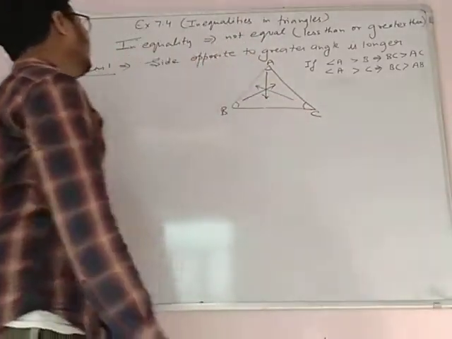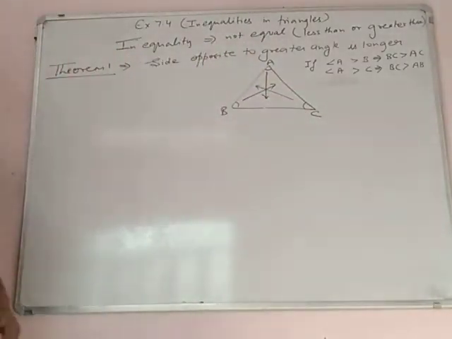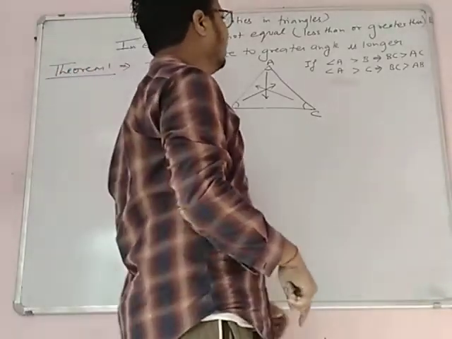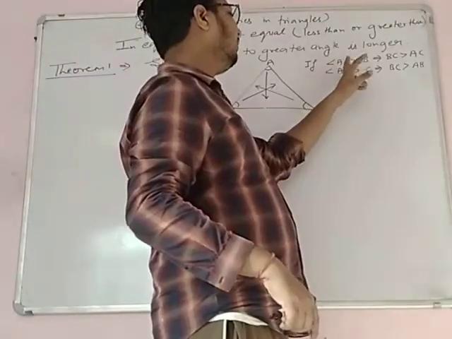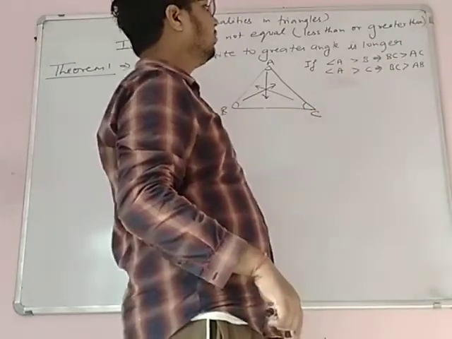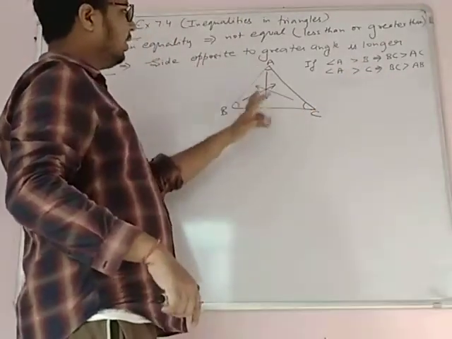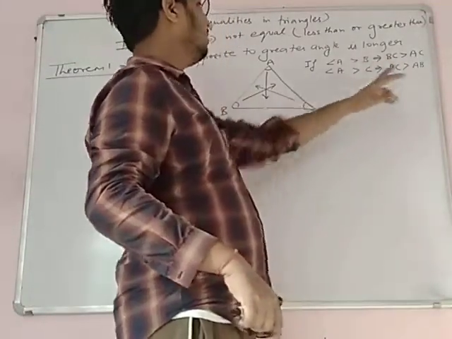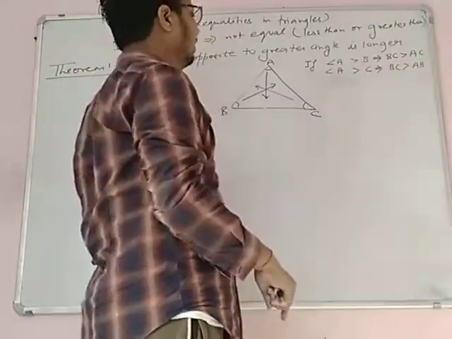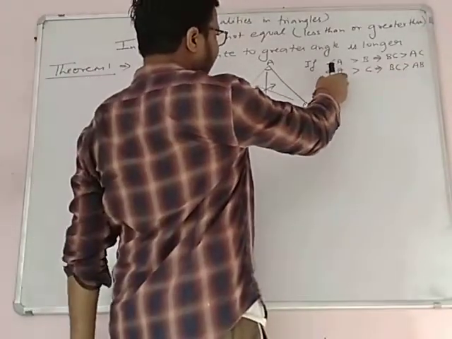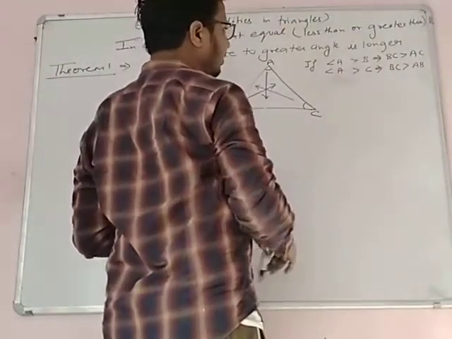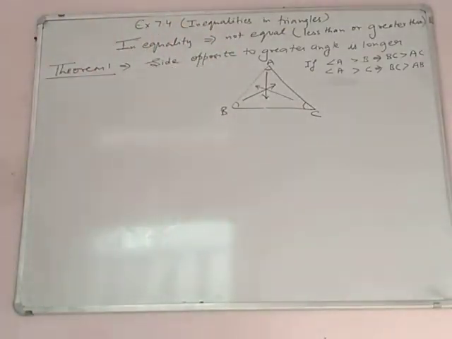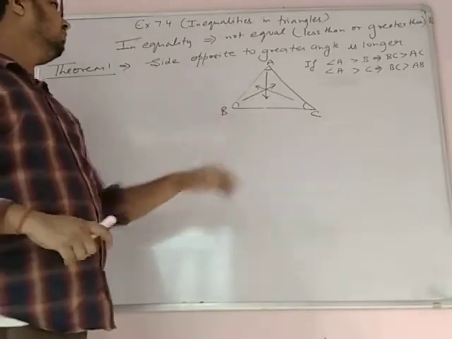Is it clear? What it suggests is that the side opposite to the greater angle is longer. If angle A is greater than angle B, then the side opposite to angle A, which is BC, will be greater than the side opposite to angle B, which is AC. Same for that, if angle A is greater than angle C, in that case BC will be greater than side AB, which is opposite to angle C.